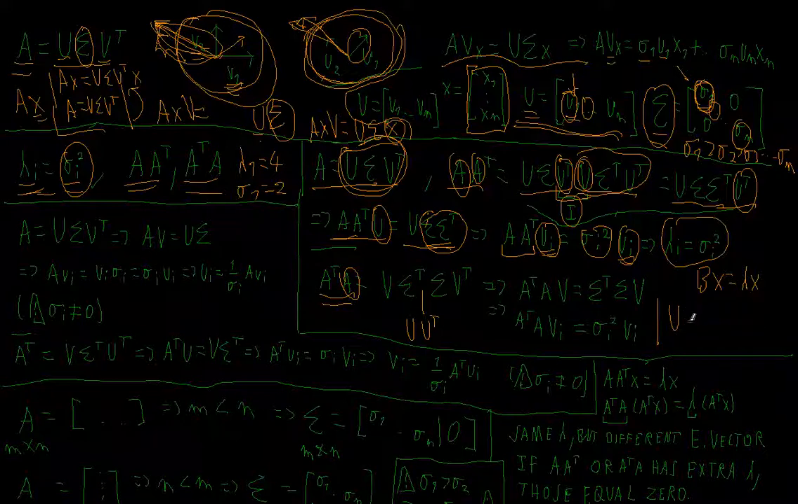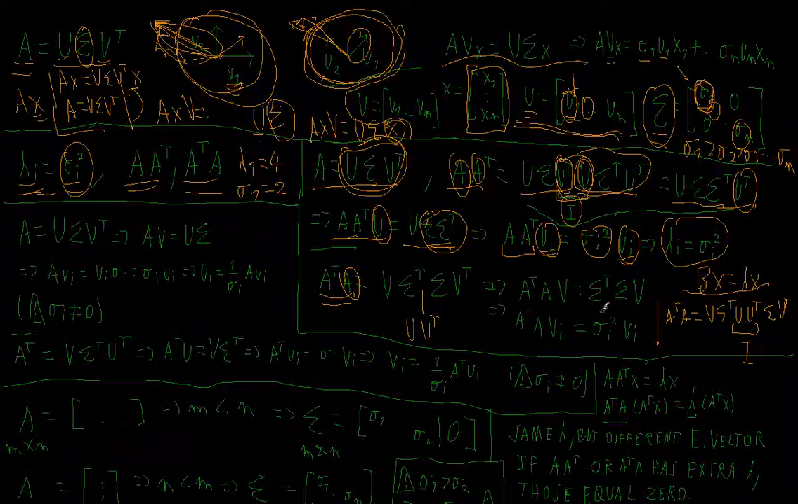So let me write it: A transpose A is equal to V sigma transpose U transpose sigma V transpose. And again, remembering that U is orthonormal, as we did with V, both are orthonormal, so U transpose U is equal to the identity matrix, so we are left with V times sigma transpose times sigma times V transpose. Now again we do the same thing, we multiply by V on the right.